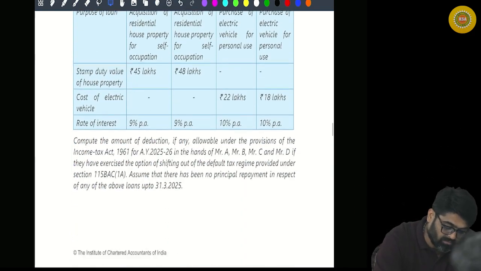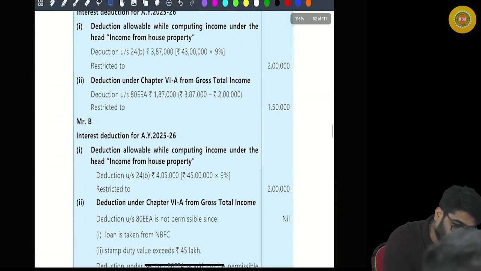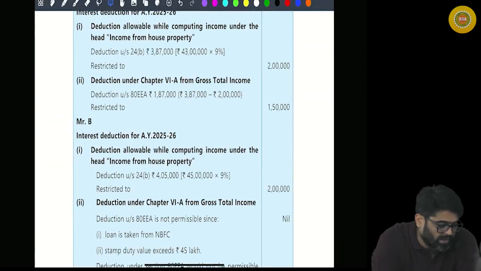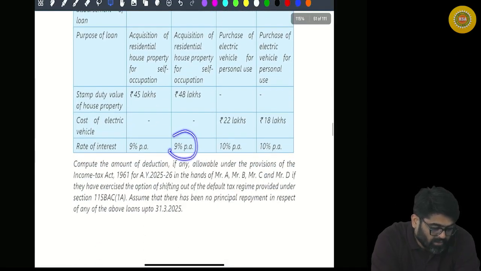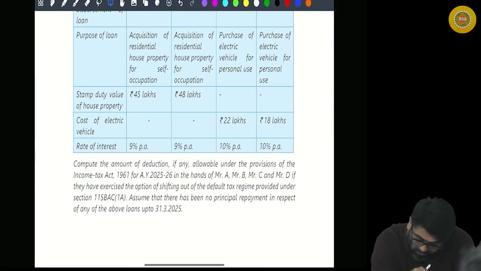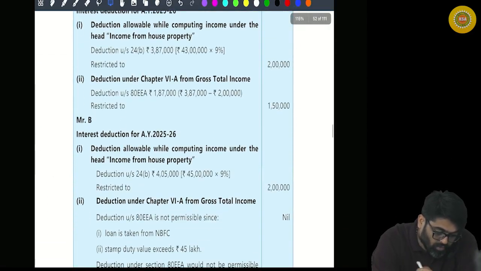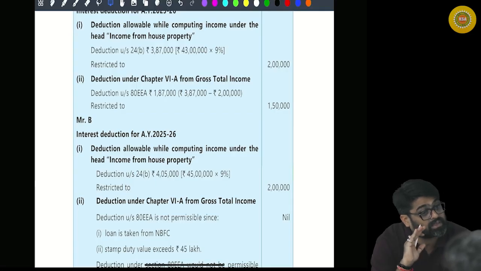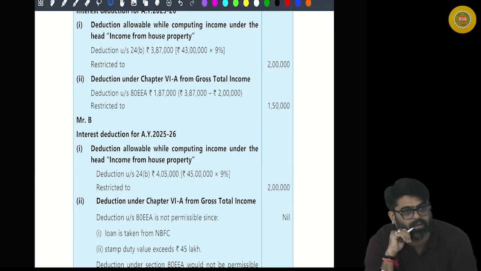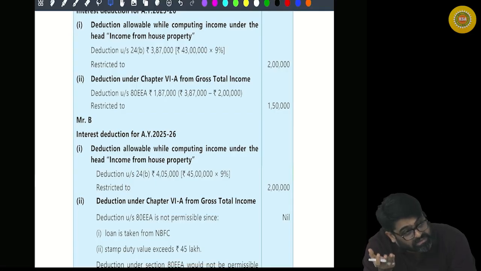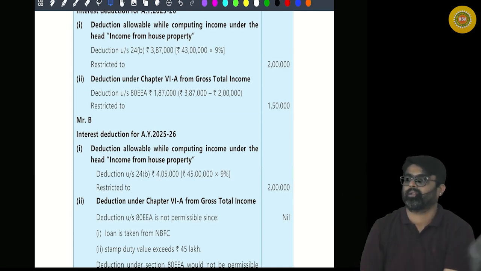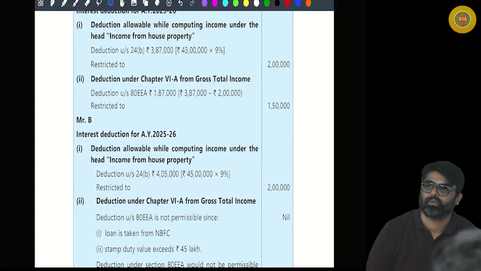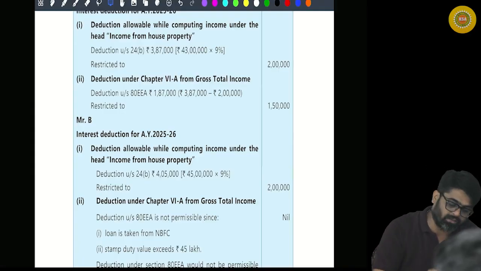Check Mr. B. How much will be the total interest on this loan? 45 lakhs into 9%. Calculate. 4 lakh 5,000. That 4 lakh 5,000 will be allowed as a deduction under house property head. But to claim that extra interest under 80EEA or 80EE, the loan should have been taken from any bank or housing finance company.